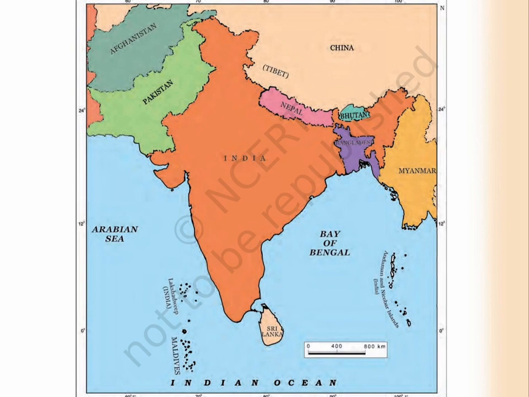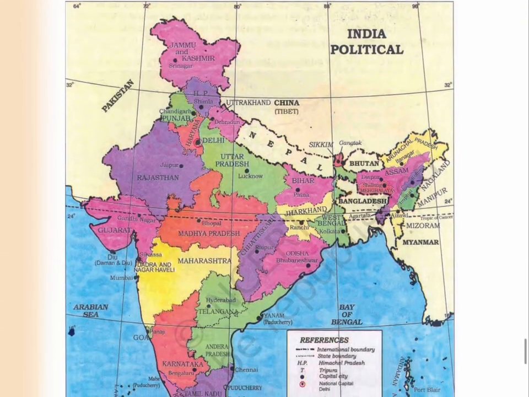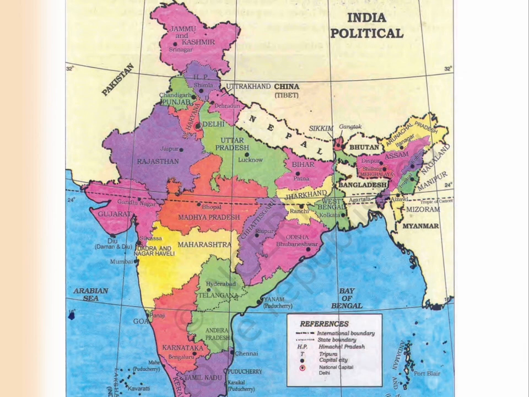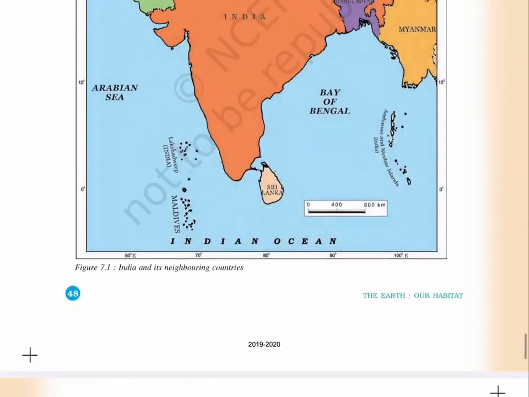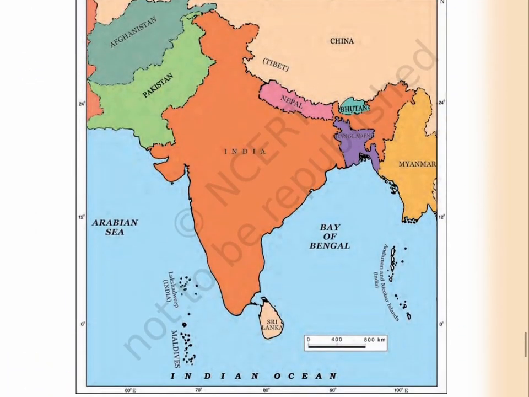Page number 49. Figure 7.2 shows a political map of India, wherein Telangana became the 29th state of India in June 2014. For the references we see international boundary, state boundary, Himachal Pradesh, Tripura, capital city, national capital Delhi.